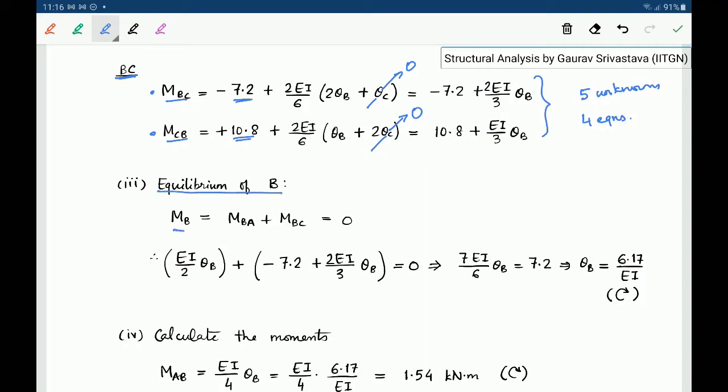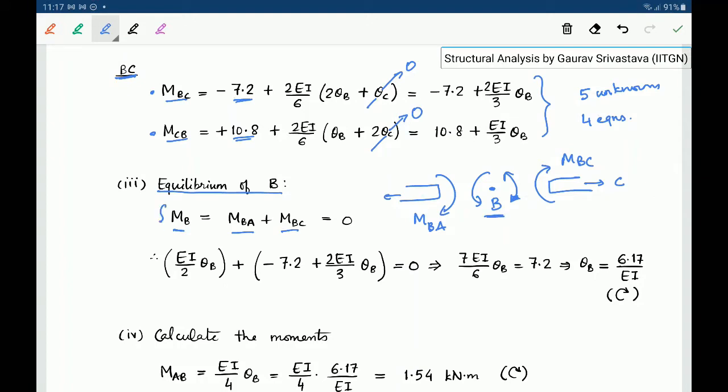So the moment at joint B will be MBA plus MBC, right? So this is that figure we had earlier. If this is joint B, so this is MBA if this side is A, and if this side was C, there is this MBC, right? So these get applied in the opposite direction for the joint B. And since there is no applied moment at joint B, this will be the equilibrium equation for joint B.